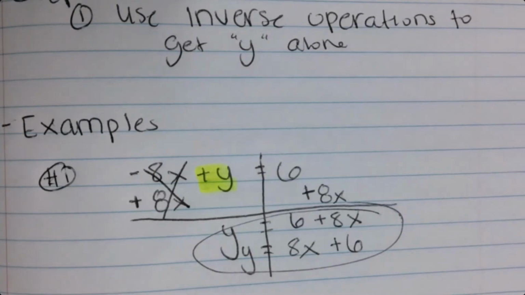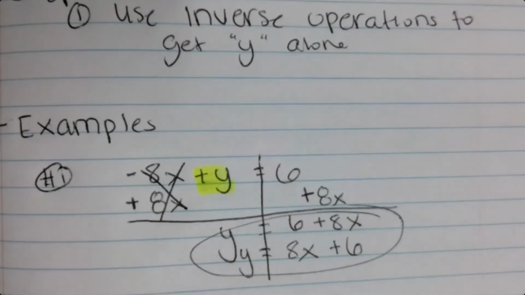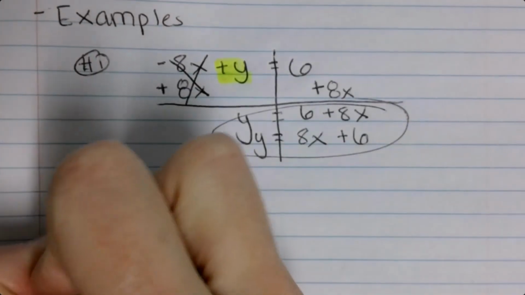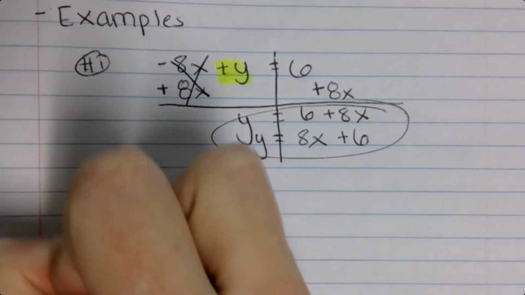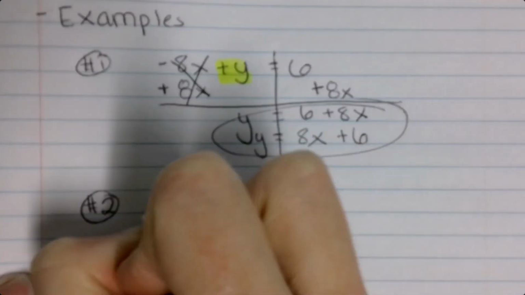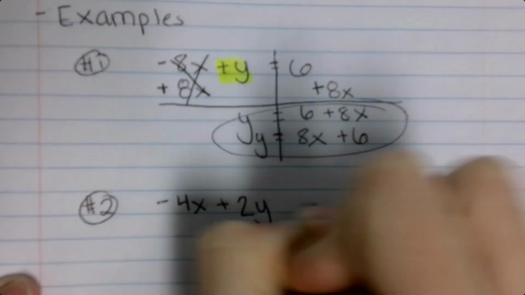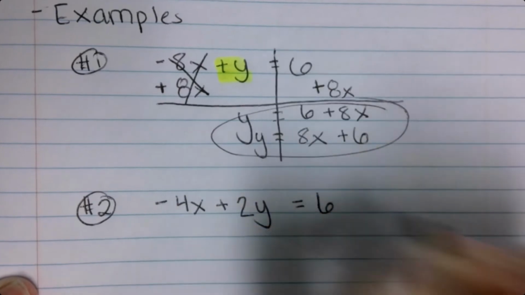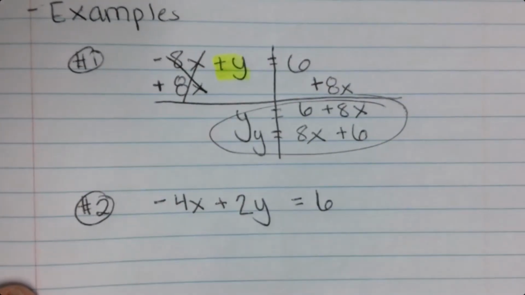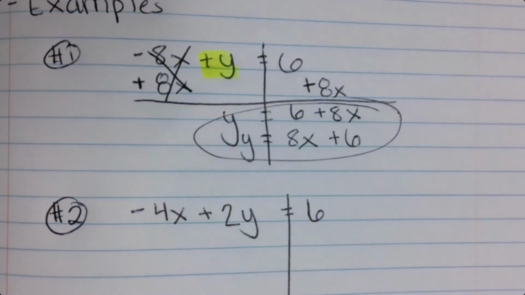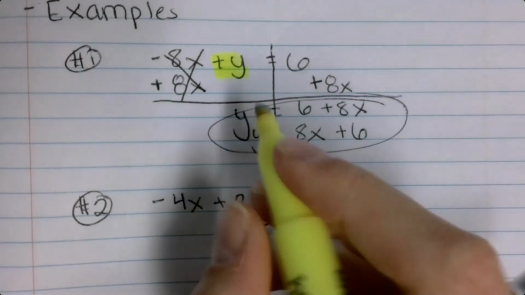All right? Number 2, let's try another one. Negative 4x plus 2y equals 6. Thinking about that same thing, we want to get y to be alone.